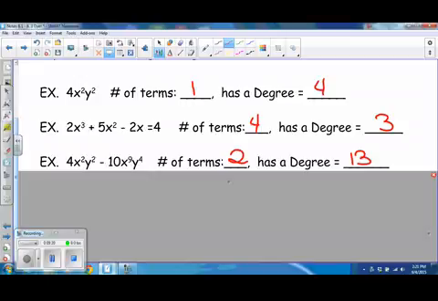I was just gonna add. Did you add? I added 9 and 4. I added the exponents.